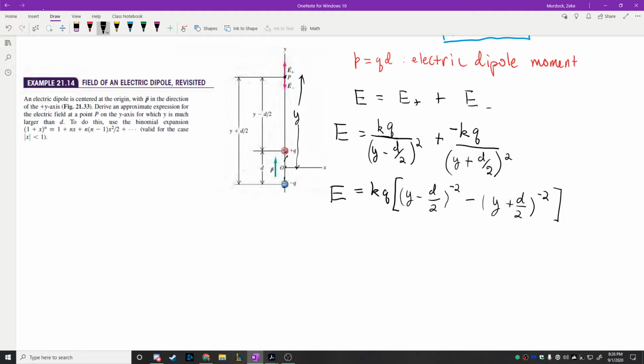Okay. So, next thing we want to do. Y is much larger than D, right? We can write that up here. Y is much larger than D.